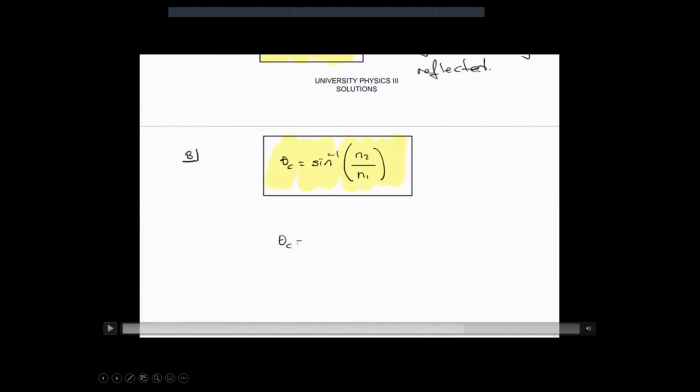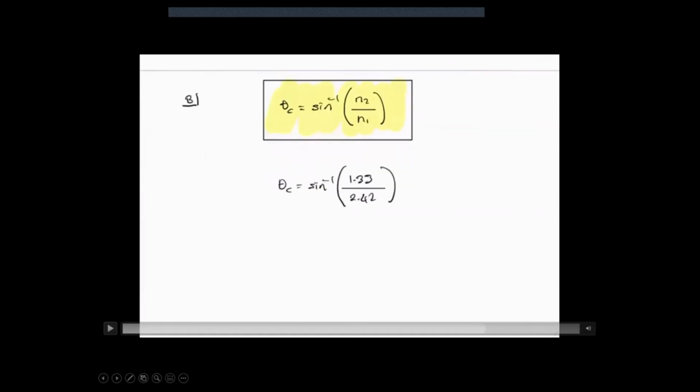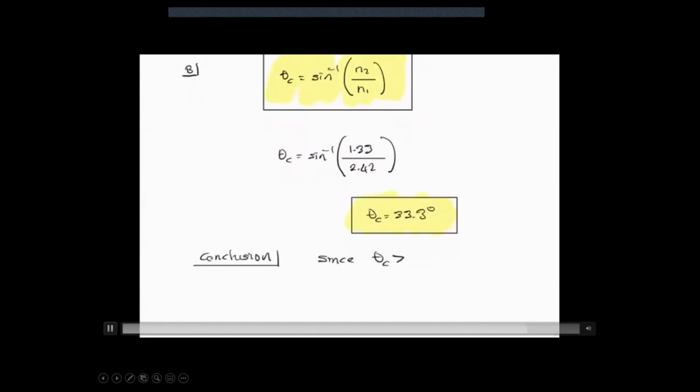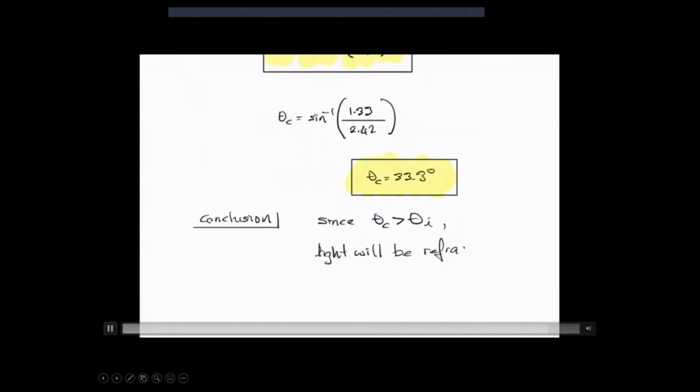n1 is going to be diamond in this case, so it's going to be 2.4 something, and n2, water, is going to be 1.33. Now the critical angle is going to be 33 degrees, and the incident angle was 28 degrees. Which means that this time the light is going to escape from the material. It's going to get refracted, which means that in water, a diamond is not going to be as sparkling.